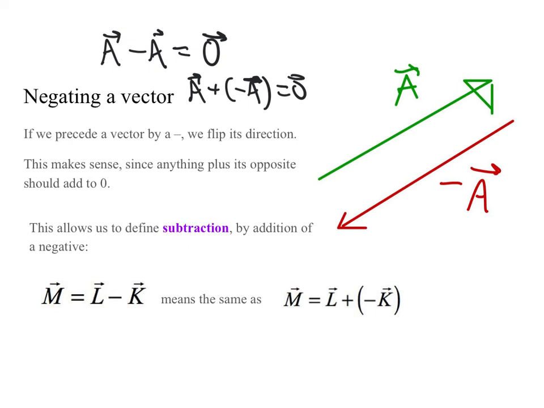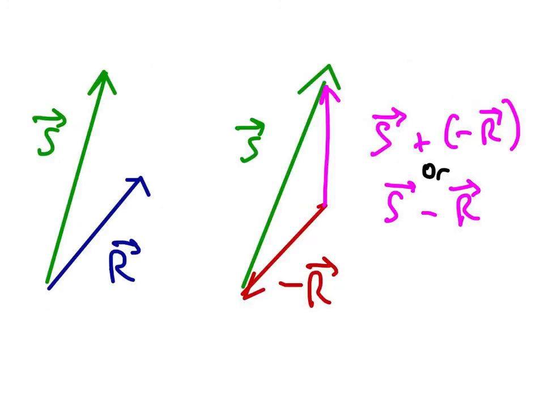This allows us to then talk about subtraction by adding a negative, that we can turn any subtraction into a sum of a negative. Just another example of that, where we have s and r. If I want to have s minus r, I would flip r. So we'd have minus r like that. Now they're in tip to tail, so I know that this is s minus r. That often happens if we draw the vectors to a common origin, then it becomes very easy to draw their difference, because they'll automatically end up in tip to tail.